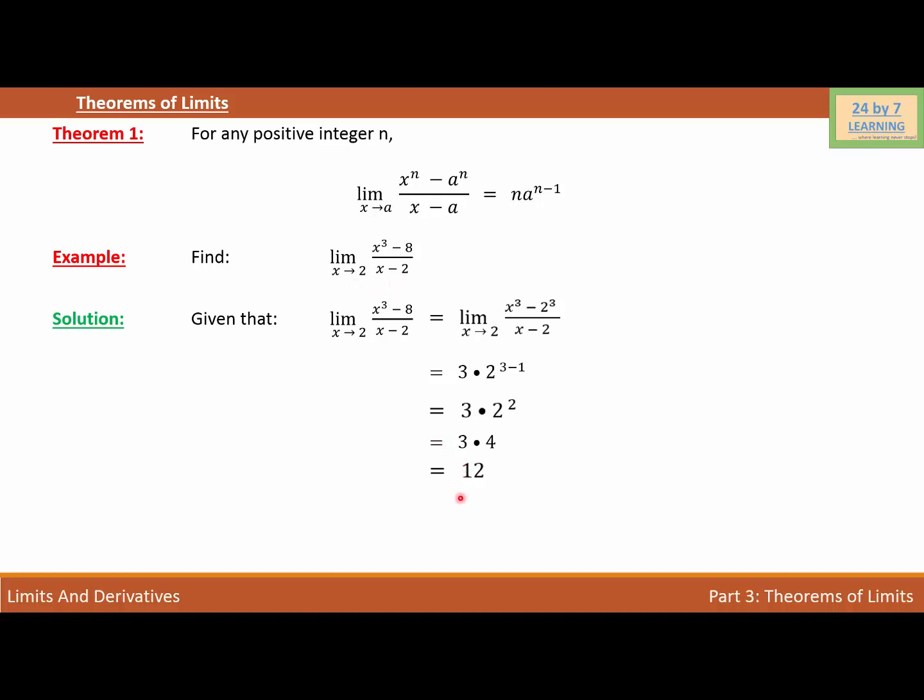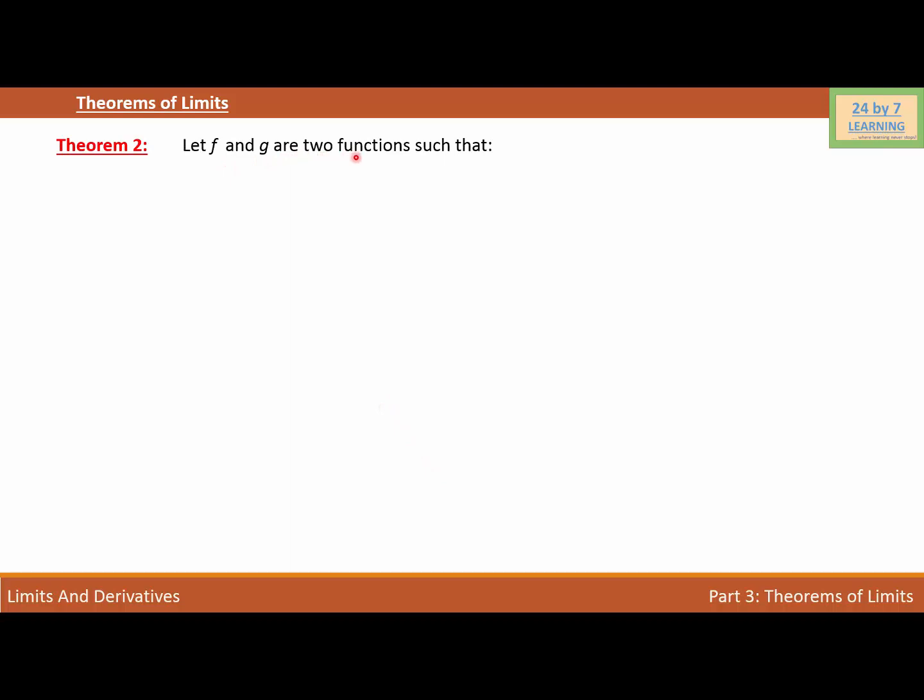Now let's consider the next theorem. Theorem 2. If f and g are two functions such that f(x) is less than or equal to g(x), and limit x tends to a f(x) and limit x tends to a g(x) are defined, then I'm going to take the limit on both sides of this inequality, and if I do that, I will write limit x tends to a f(x) is less than or equal to limit x tends to a g(x). And as you can see, this theorem is satisfied, because limit x tends to a f(x) and limit x tends to a g(x) exist, or you can say they are defined.